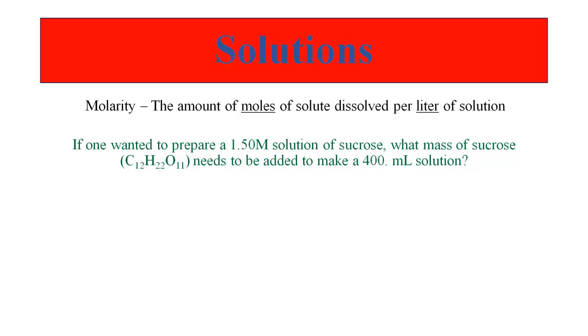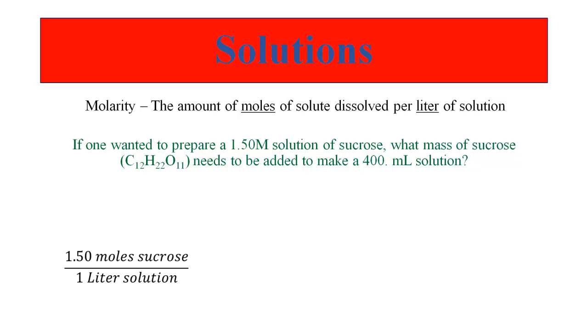Here's another example, which I use all the time in order to make a solution. If one wanted to prepare a 1.50 molar solution of sucrose, what mass of sucrose, which is C12H22O11, needs to be added to make a 400 milliliter solution? In order to do this, we take the 1.5 molar, and we need to remember that that means moles per liter. So we say that's 1.50 moles of sucrose per liter of solution.